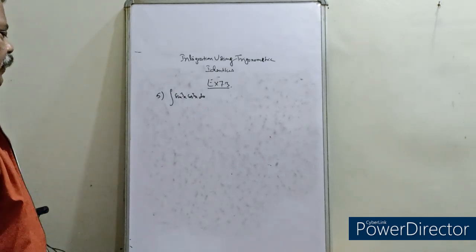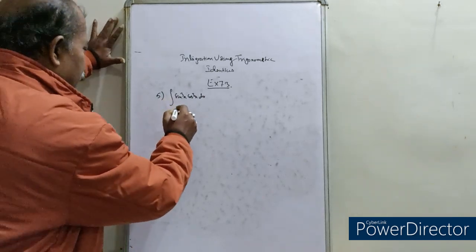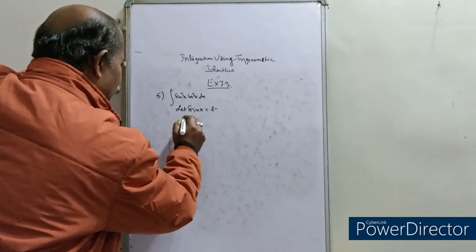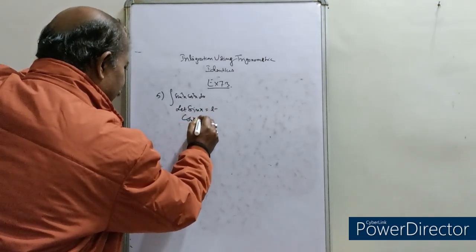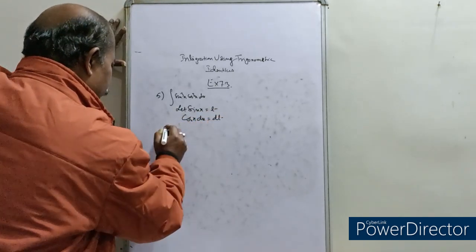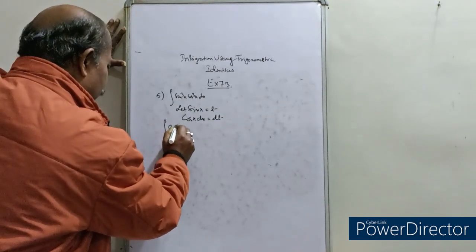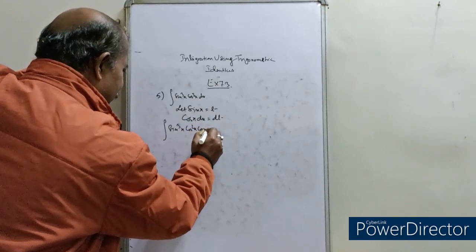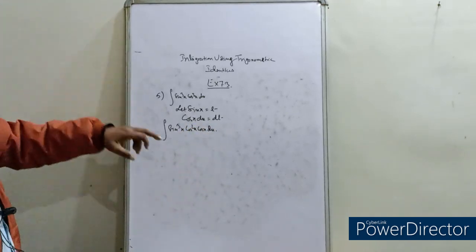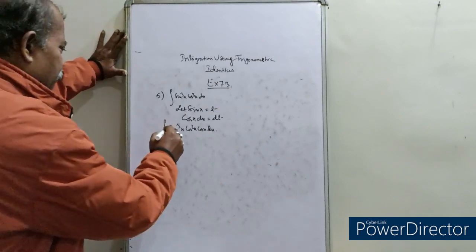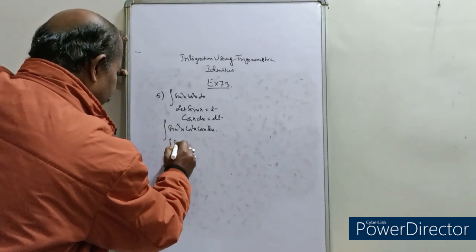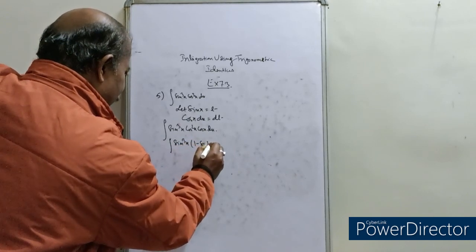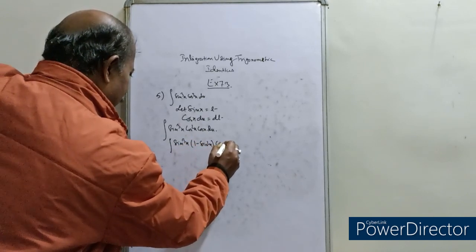What I am going to do here is let sin x equal t, so cos x dx is equal to dt. So here you see sin cube x cos square x cos x dx. The question can be written like this. So cos x dx is dt. So again sin cube x, 1 minus sin square x, and cos x dx.